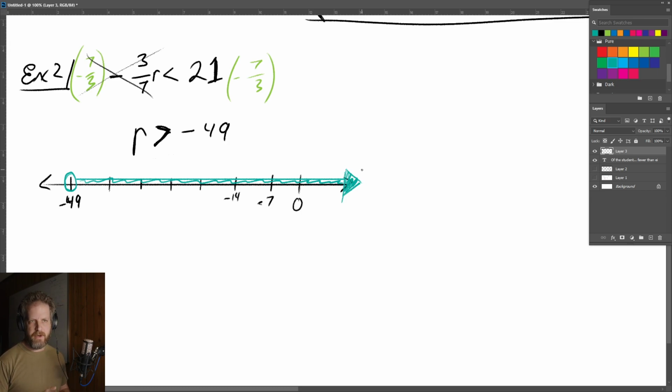Makes sense to everybody? Good. Why do you flip around the inequality sign? Well, the short answer for us for our classes is because that's the rule and you do it.